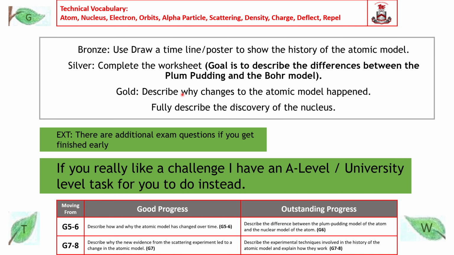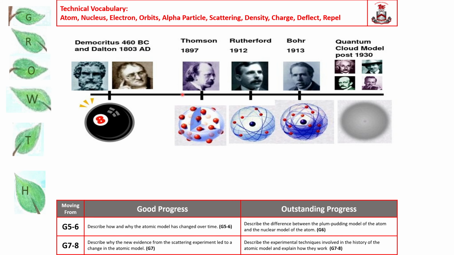I'm going to skip past this because I'm going to tell you the task that you need to do. So here's kind of like a timeline. First models of the atom were proposed back in 460 BC and Dalton in 1800. Then the Plum Pudding was done by Thomson in 1897. Then we've got the Rutherford model of the atom in 1912 and the Bohr model of the atom in 1913. There is a new one, we call it the quantum model, but we don't really need to learn about that for GCSE. So I'm just going to leave the PowerPoint now.